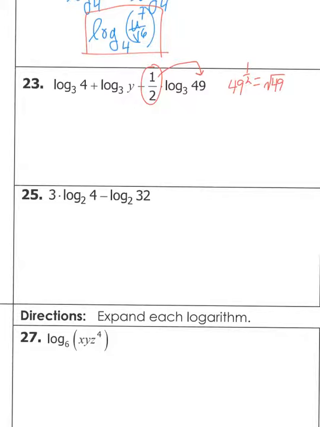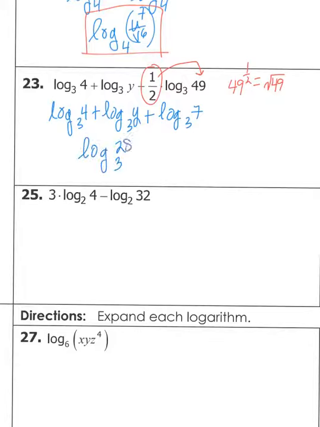So I can rewrite this as the log base 3 of 4 plus the log base 3 of y plus the log base 3 of 7. Now, typically we'd have to go from left to right, but it's all addition, so this is all multiplication. So all I have to do is multiply 4 times y times 7. Well, 4 times 7 is 28, so I get log base 3 of 28 times y.